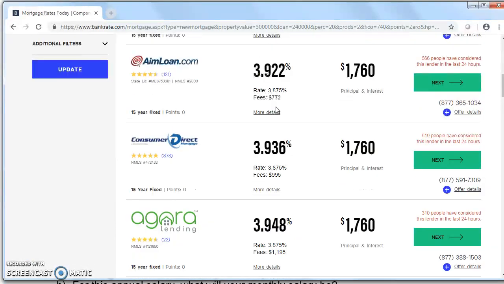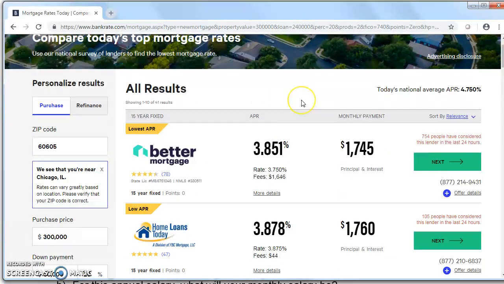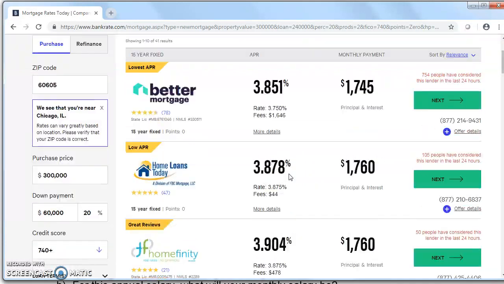But I want to look for a pretty number. Typically, because I have excellent credit, I would qualify for the lowest or one of the lowest APRs, and this is showing 3.851. Today, which is October 2nd, 2018.